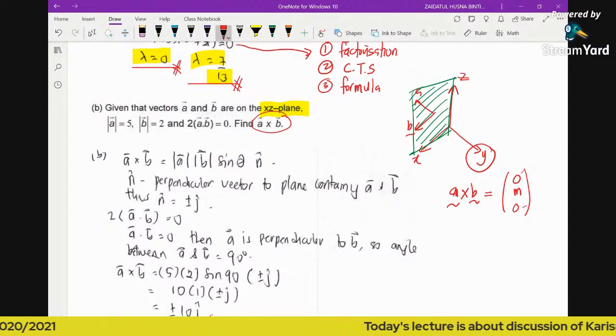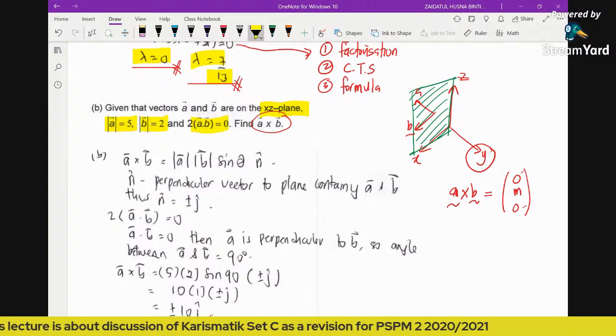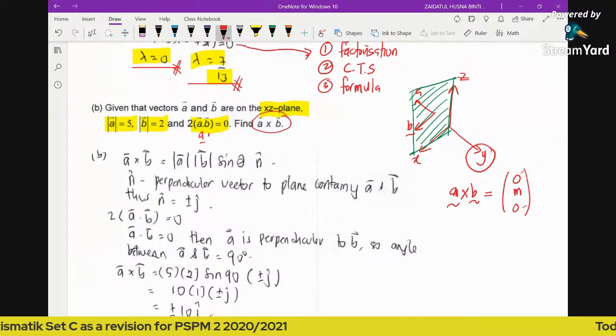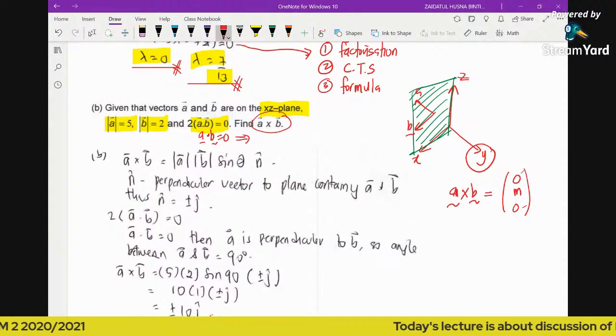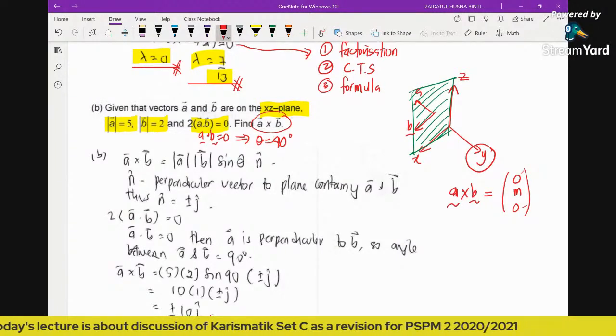Now, what else information are we given? We know that the magnitude of A is 5, the magnitude of B is 2, and we are given that 2 multiplied by the dot product is equal to 0. From here, we can deduce that A dot B equals 0, which means A and B must be perpendicular to each other. So in this case, the angle between them is 90 degrees. Then what do we do?